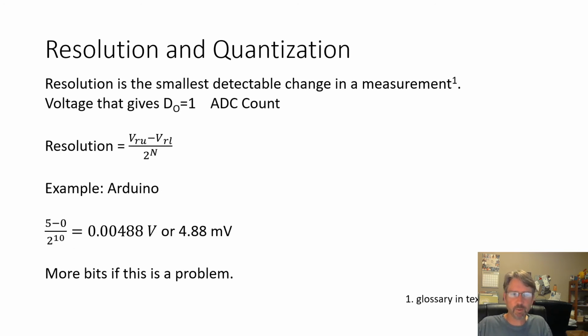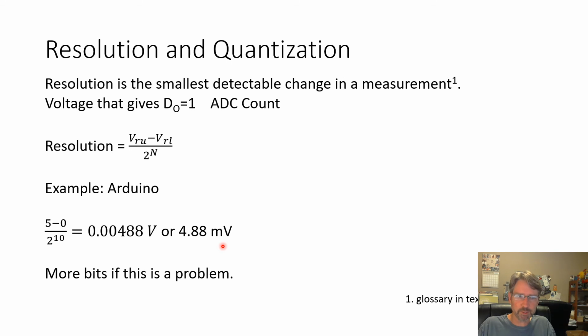A couple of definitions that go along with analog to digital conversion: resolution and quantization. Resolution is important. It's the smallest change in voltage that you can detect. It's really what happens if you go up by 1 on the digital side. And if you put a 1 in for DO, you'll get this. So it's the upper voltage minus the lower voltage divided by 2 to the n. So for an Arduino, 5 divided by 2 to the 10 gives us 4.88 millivolts. So about 5 millivolts is what you can detect on an Arduino.